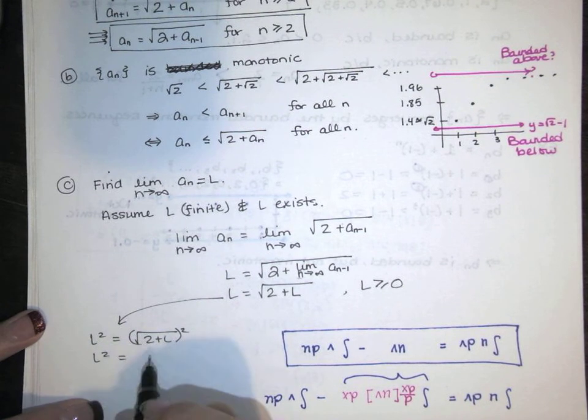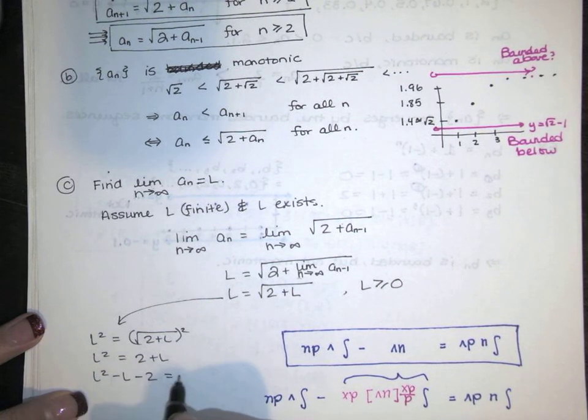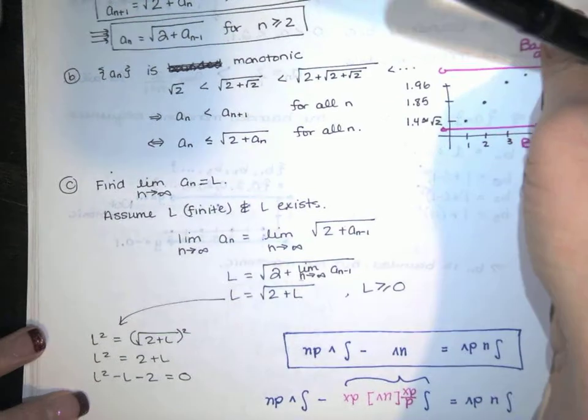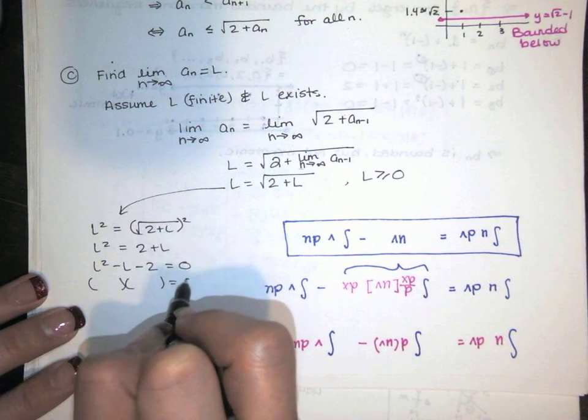So we've got L squared equals 2 plus L, because the square root and the squaring function undo each other. Then we'll subtract the L from both sides, and we'll subtract the 2 from both sides, and we get this. Now this factors.